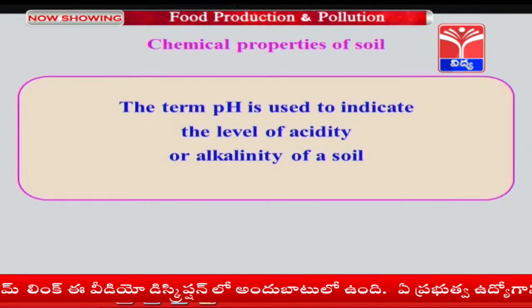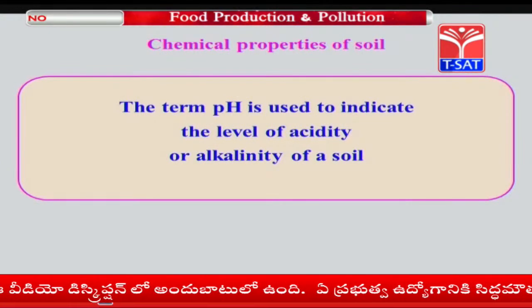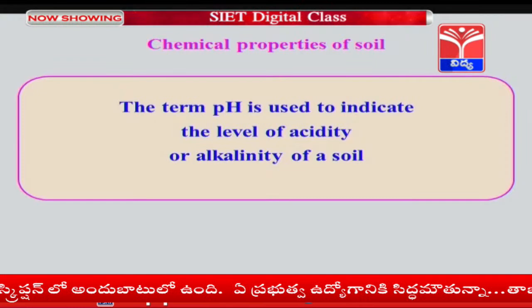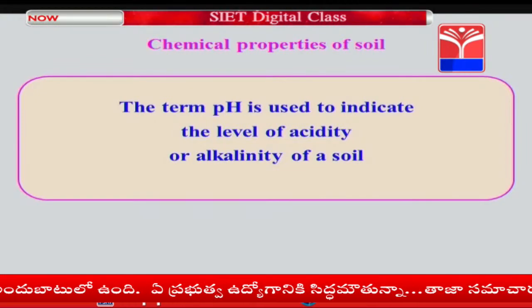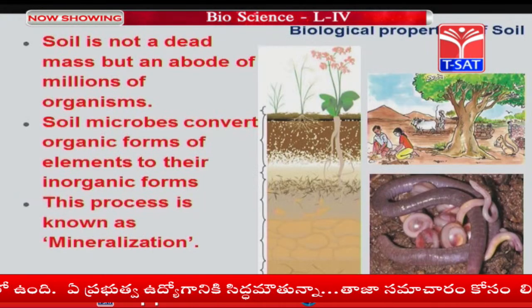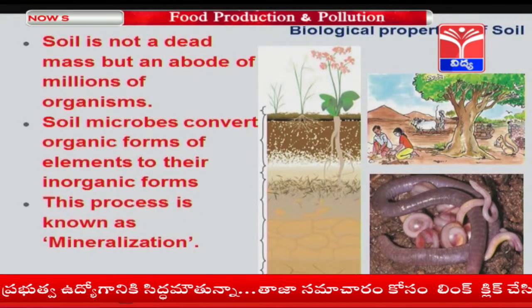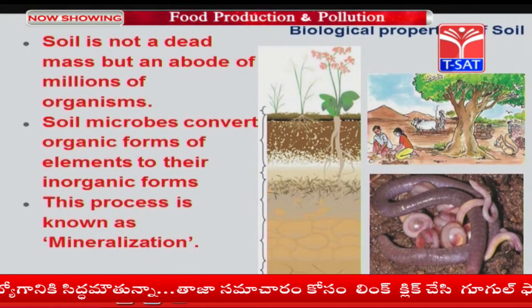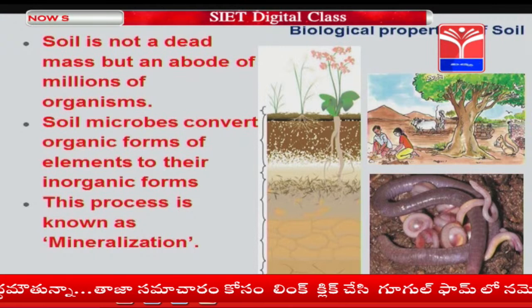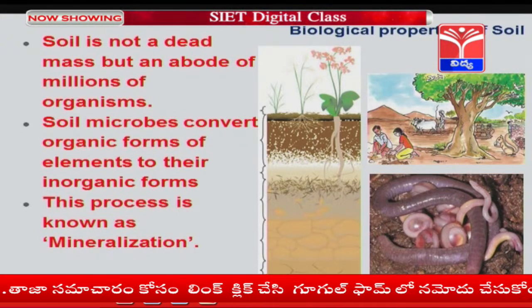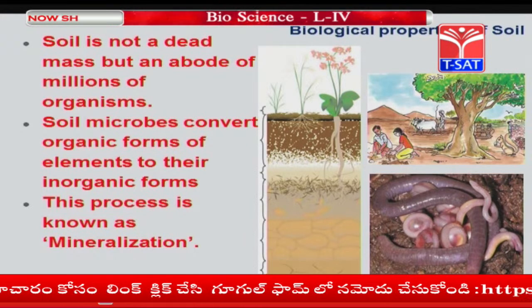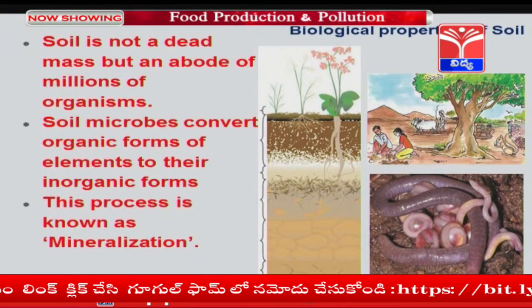Chemical properties of the soil. The term pH is used to indicate the level of acidity or alkalinity of a soil. Soil is not a dead mass but an abode of millions of organisms. Soil microbes convert organic forms of elements to their inorganic forms. This process is known as mineralization.